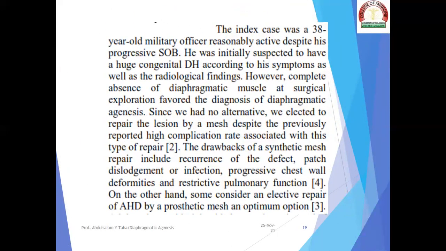The index case, our case, was a 38-year-old military officer, reasonably active despite his progressive shortness of breath. He was initially suspected to have a huge congenital diaphragmatic hernia, according to his symptoms as well as the radiological findings. However, complete absence of diaphragmatic muscle and surgical exploration favored the diagnosis of diaphragmatic agenesis.